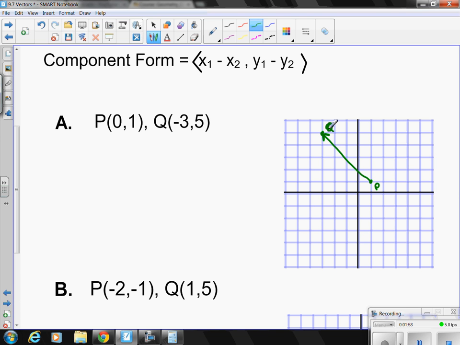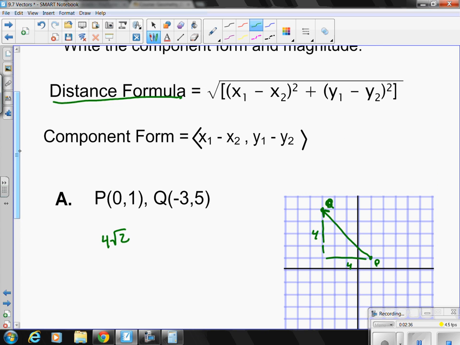And if I want to know the magnitude, you can use Pythagorean theorem or the distance formula. I like Pythagorean theorem because I can just count that we went 4 this way and we went up 4 that way. So right away I see that's a special right triangle, and I know this is 4 times the square root of 2. So the magnitude of PQ is 4 times the square root of 2, or you could multiply that out.